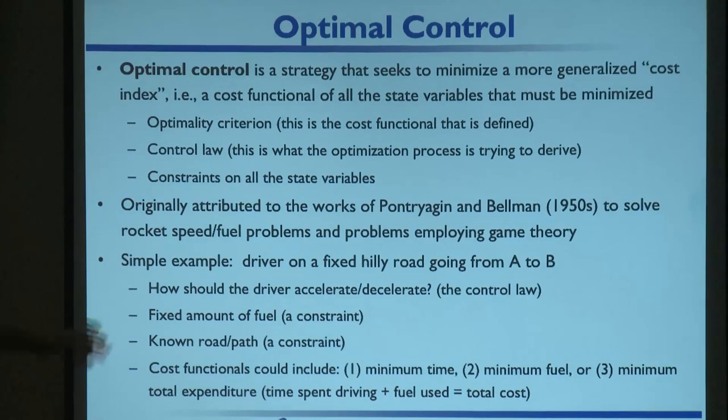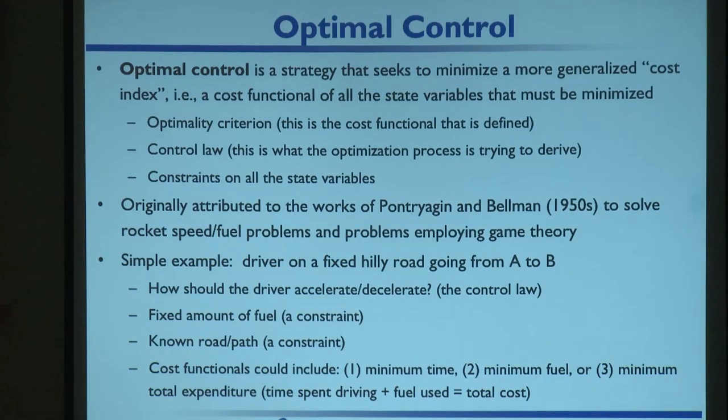And he did it to solve a rocket speed and fuel problem and some problems in economics from game theory. So simple example, driver on a fixed hilly road going from one place to another. Let's say we all have to go to the restaurant. Okay, by ourselves. How should the driver accelerate or decelerate? That's the control law. Fixed amount of fuel could be a constraint. There's no gas petrol station between here and the restaurant. Known path, that's a constraint. Not too many roads from here to the restaurant.